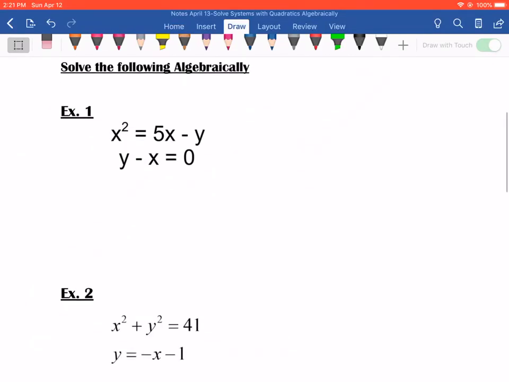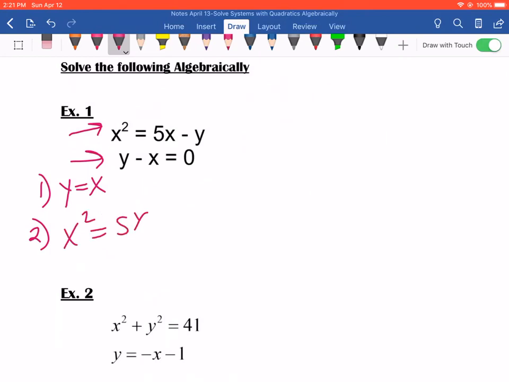Okay, so with example 1, the directions ask us to solve the following algebraically. What we can see here is that we have a quadratic equation and a linear. So according to my directions, the first thing that I want to do is solve one of these for a variable. This is going to be the easiest equation to do that with, so I'm going to solve for y is equal to x. Please ignore the dog barking. Step number 2, I want to plug in x for every single y that I see in the top equation here. So here I have x squared is equal to 5x minus, substitute x in for y.